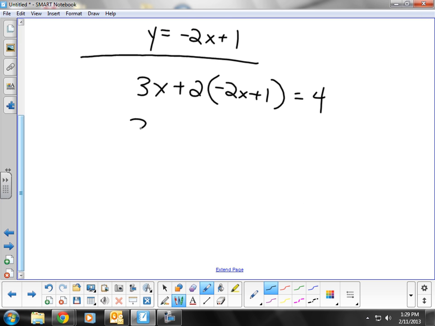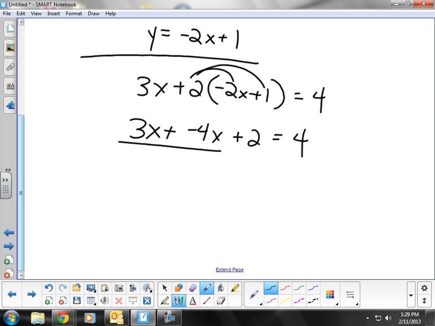So now I can solve this like my old way of doing it, right? Do the distributive property, so I got 3x plus negative 4x plus 2 equals 4, right? Then I combine like terms, so I got negative x plus 2 is equal to 4. Subtract 2 from both sides, so negative x is equal to positive 2, so x is equal to negative 2.